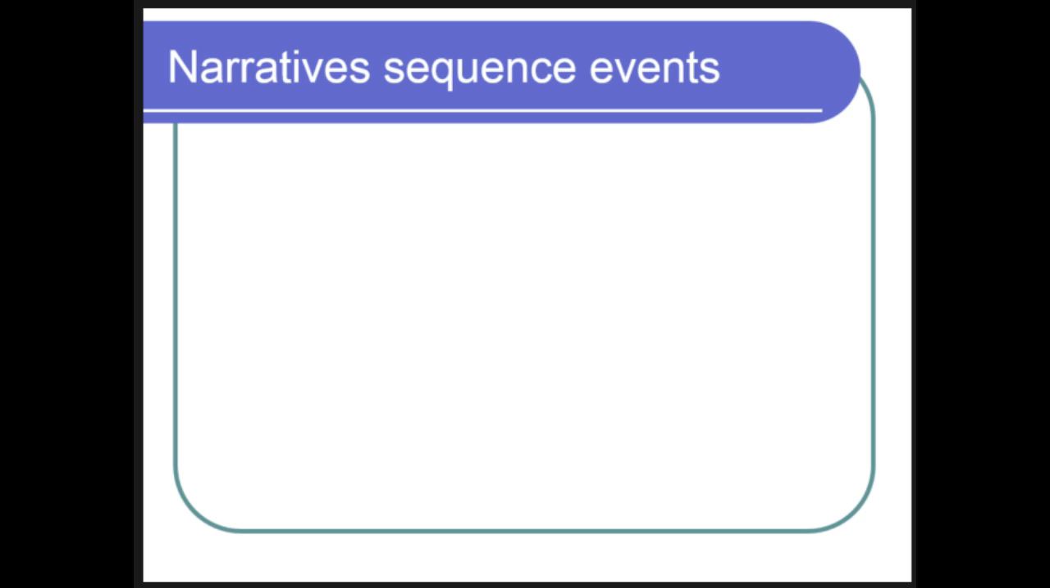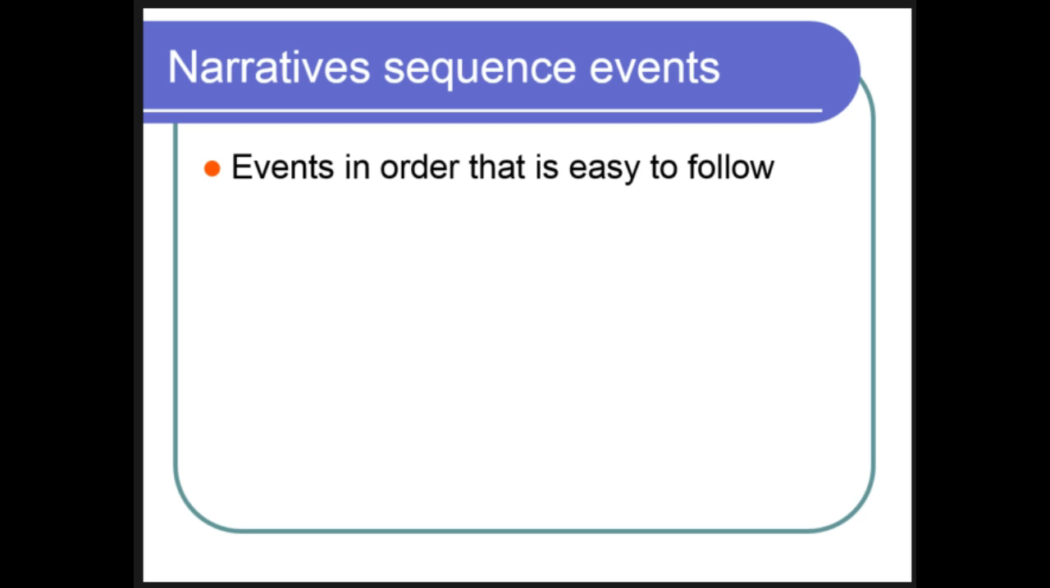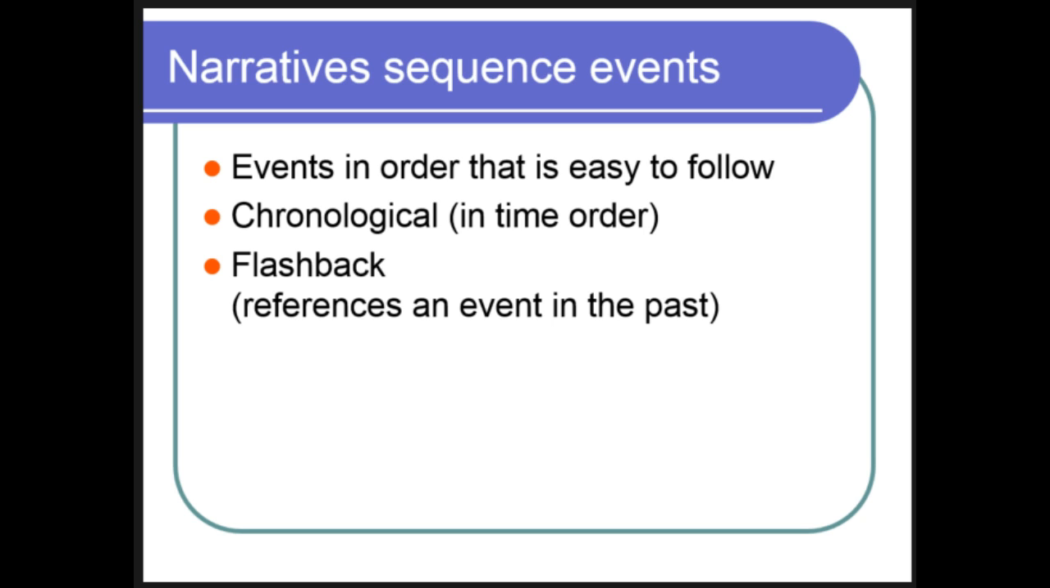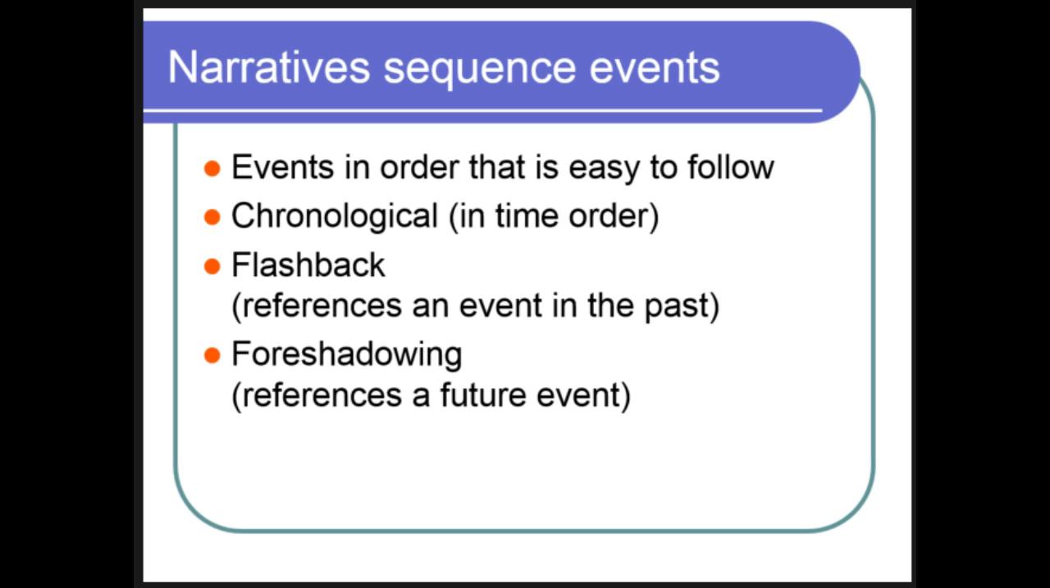Narratives sequence events. These events, in an order that's easy to follow, might be chronological, in the time order that they happen. You might employ the technique of flashback, where you reference an event in the past. You might employ the technique of foreshadowing, referencing an event in the future. For the most part, when you first start narratives, true narratives, you're going to want to use chronological order. It's easier for you to write. It's easier for your audience to follow. Flashback and foreshadowing are pretty advanced techniques.